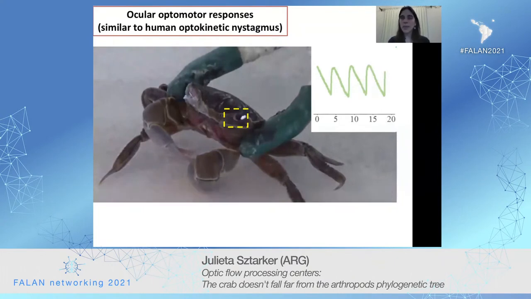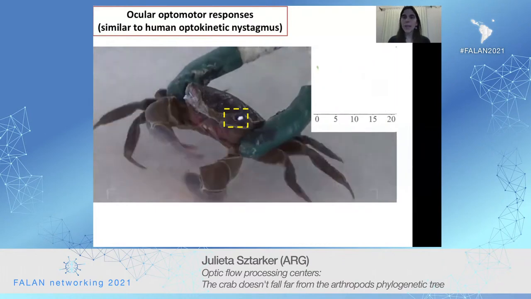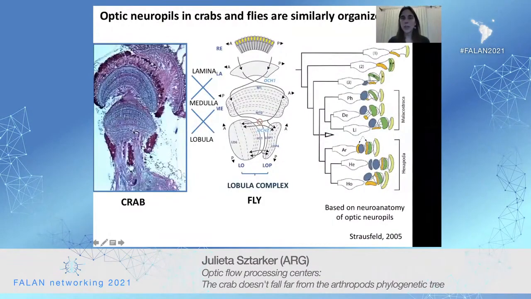Until very recently, we didn't have any clue of where in the nervous system of this animal optic flow was analyzed. Because we know that the optic lobes of the crabs contain the optic neuropiles that are very commonly organized with the ones in flies. And this is all the nervous system that processes the visual images. And they are organized beneath the retina as containing a lamina, medulla, and lobula connected with two chiasmata.